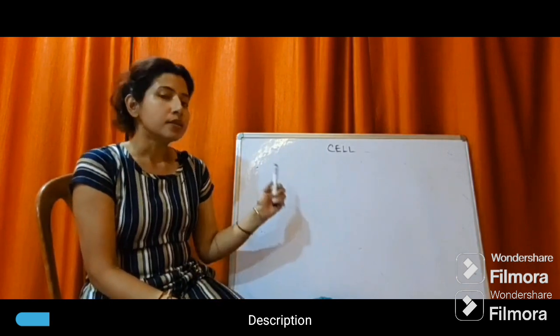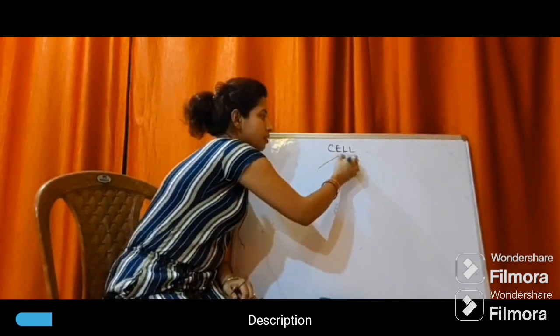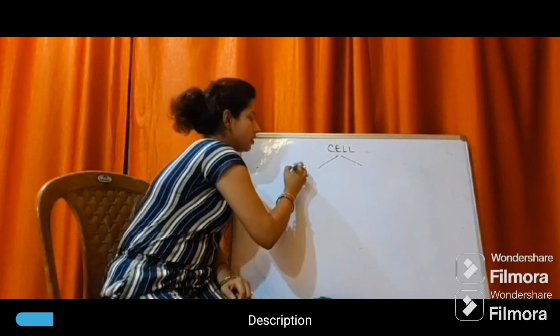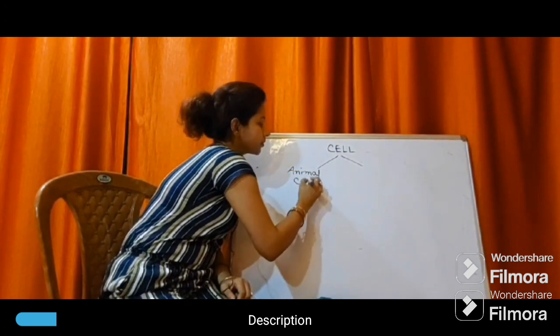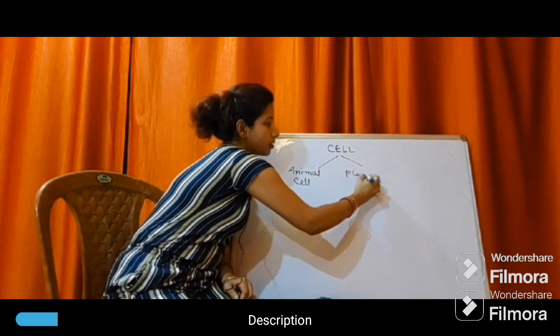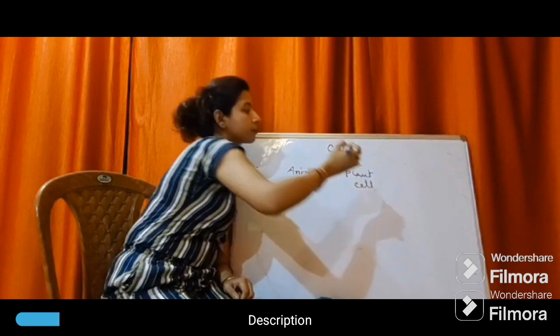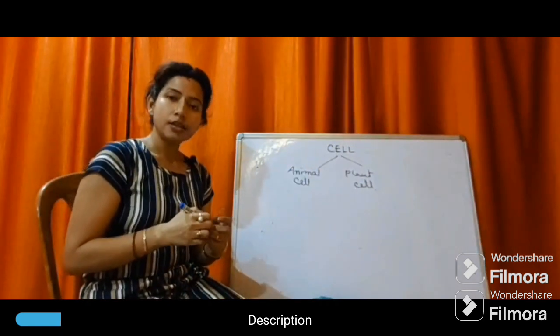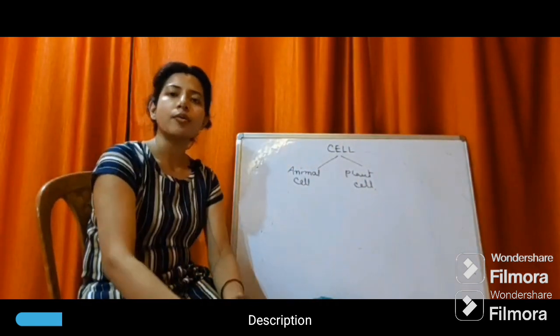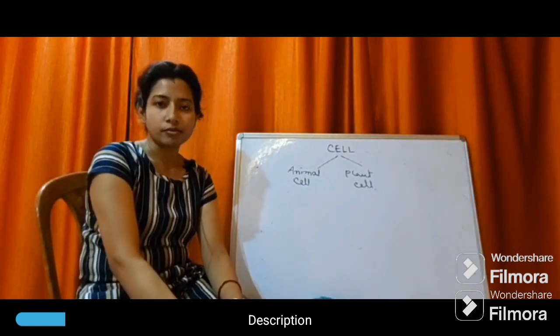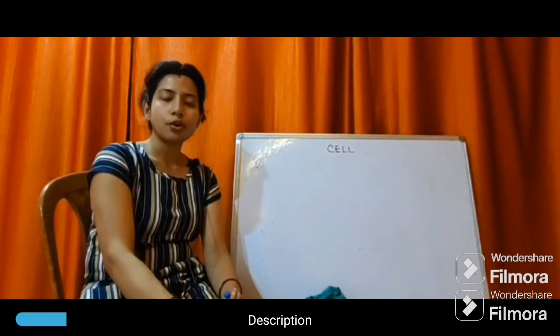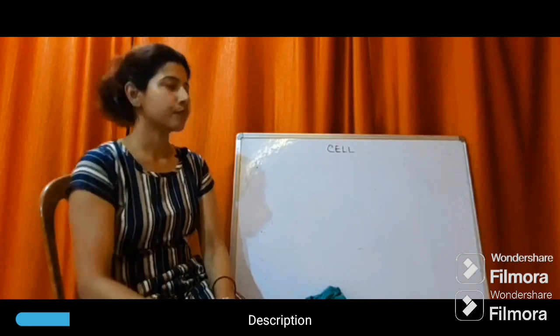In your chapter Cell, two types of cells are discussed. One is the animal cell, and another one is the plant cell. Right? In this video, we will learn about animal cells only. So let's start the diagram. Now, we will draw the diagram of a typical animal cell. Okay?